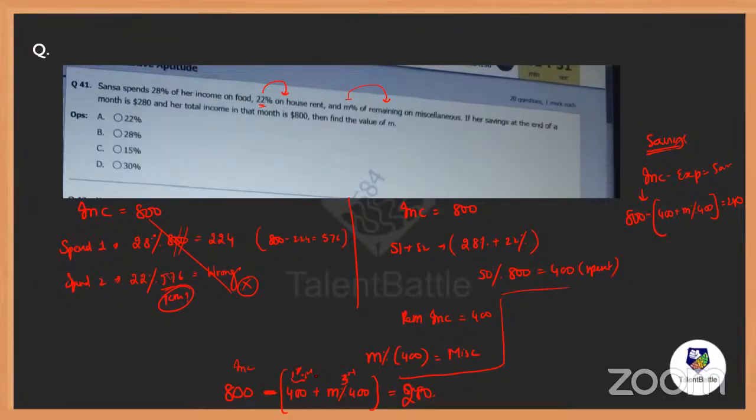Everybody, 800 minus 280 will give you how much? Come on, everybody, quick. Can I say 520? So 520 is equal to 400 plus m percentage of 400. Correct, everybody? So 500 minus 400 will give me 80 is equal to m percentage of 400.